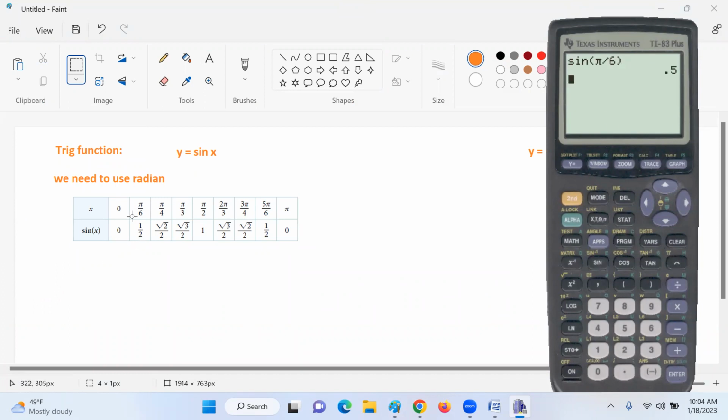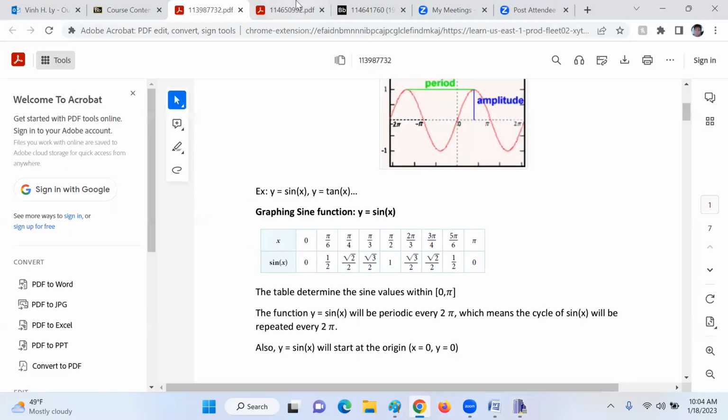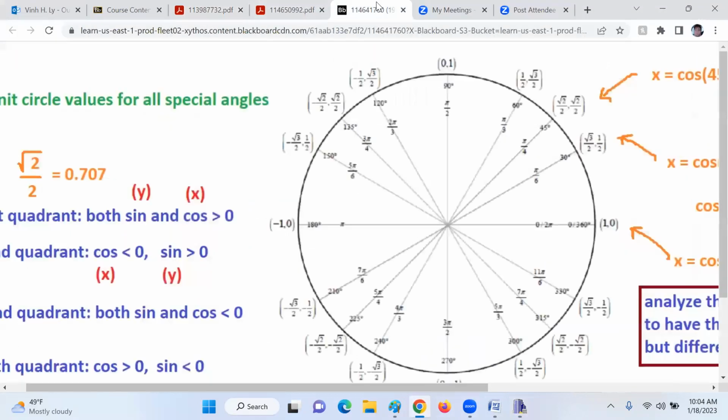Which is 0.5. So for all of these values, let's say the input is 0, the sine of 0 is 0. For x equals pi over 6, the result for y is 1 over 2. When x equals pi over 4, the result for sine is radical 2 over 2. When x equals pi over 3, the result is radical 3 over 2. Are we good with this?